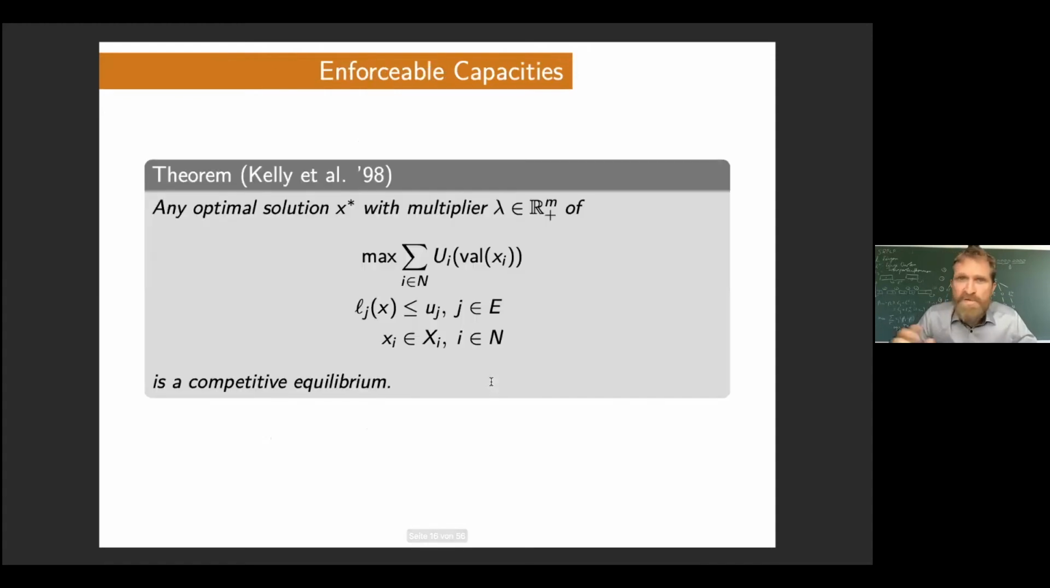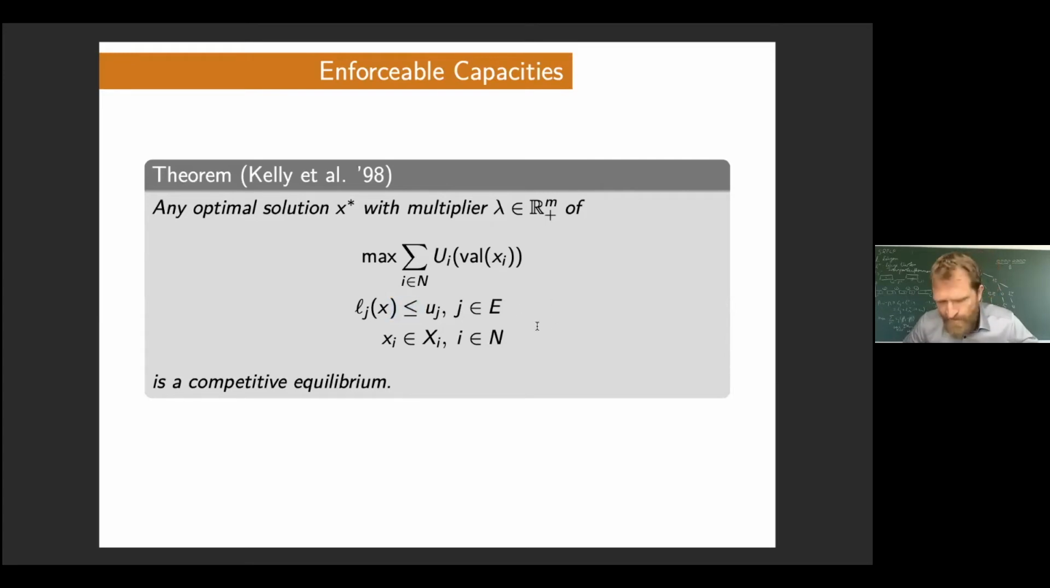And there was the beautiful characterization of Kelly et al., end of the 90s, saying that if you set up this optimization problem, you maximize the total utility, you have here capacity constraints, then the optimal solution of this problem is in fact the equilibrium, and you get, as Lagrangian multipliers of that inequality, these congestion prices.